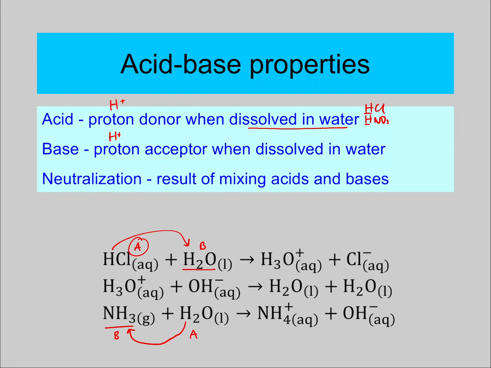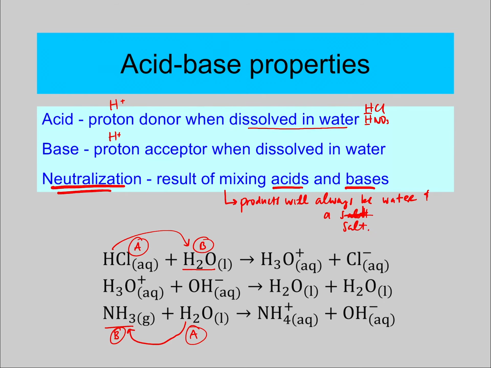So what you can see here is we're always going to have an acid and a base together. When we have an acid and a base together, we're going to call that reaction neutralization, which is the result of mixing acids and bases. And remember, the products will always be water and a salt. That's what makes them neutral. Water is neutral, salts are neutral.